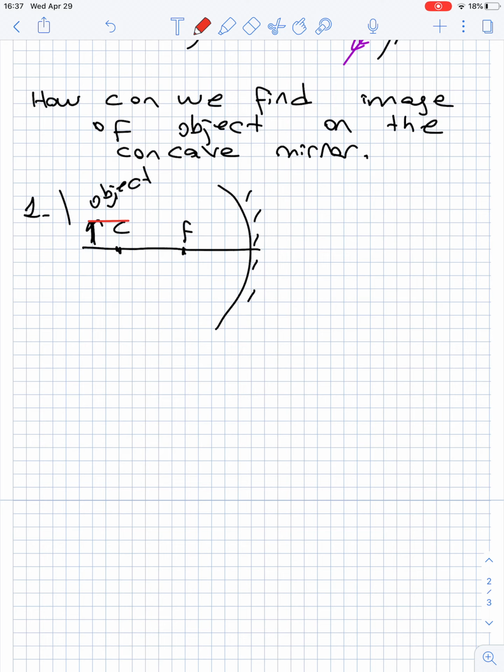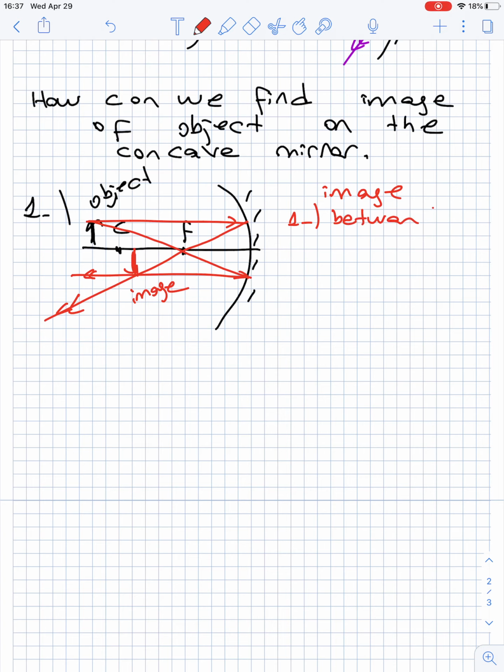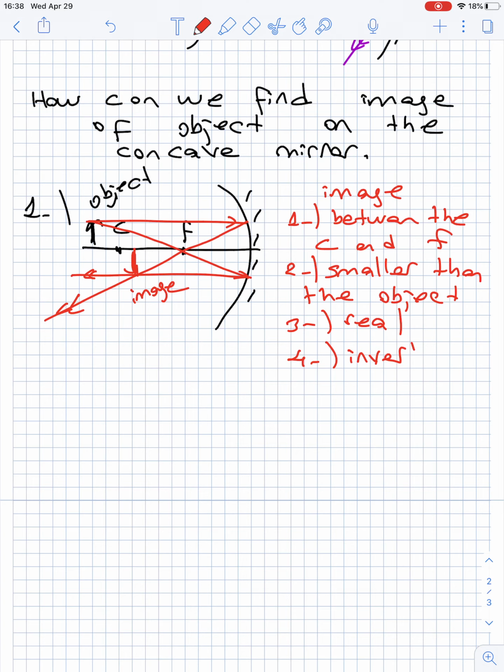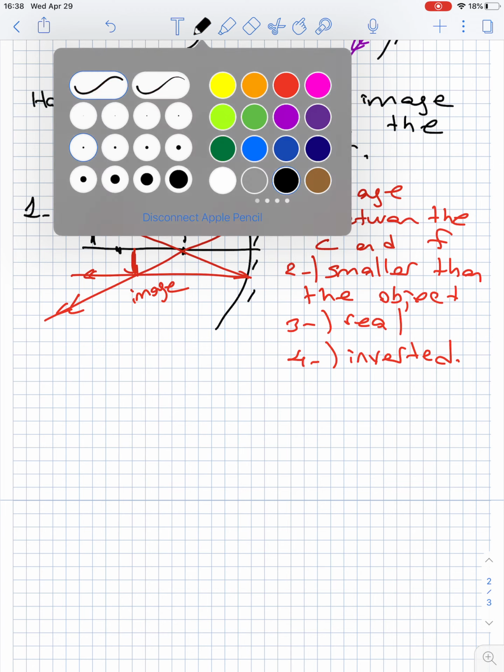My first special ray is parallel. If it passes parallel, it will reflect through the focal point. My second special ray goes through the focal point. It will reflect parallel. Look, the two special rays intersect at the same point. This is my image. What are the properties of my image? Firstly, my image is between the center and focal point, my image is smaller than the object, my image is real, and my image is inverted.